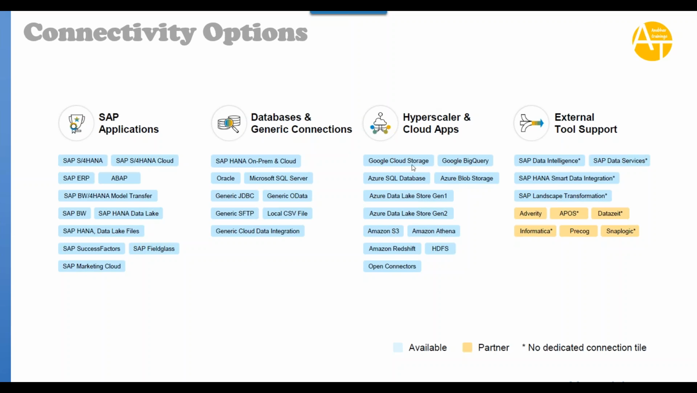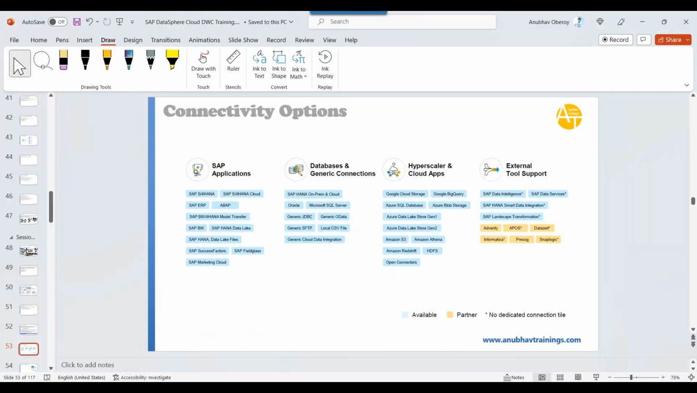Then we have hyperscalers. So we have Google Cloud BigQuery, Azure Blob Store, Azure Data Lake, Amazon. Yes. So these are the different options to choose. Then we have external tools like SAP Data Services, Smart Data Integration (SDI), HANA Smart Data Integration, and SAP Landscape Transformation (SLT). If you're using SLT in your company, you can also utilize that. These are external tools which are supported to be integrated with Datasphere as well, and each connection type supports different types of features. So do not go blindly with any connection type. You have to see what features you want to use: data replication, data flow, ETL. You have to check that particular type of connection.